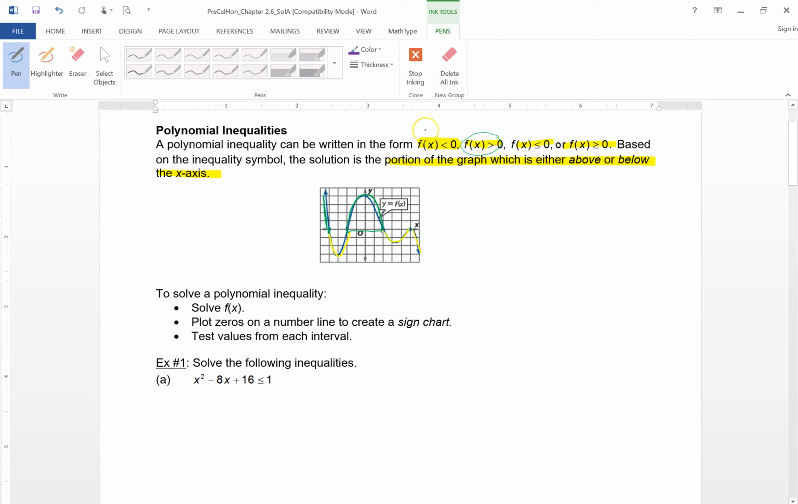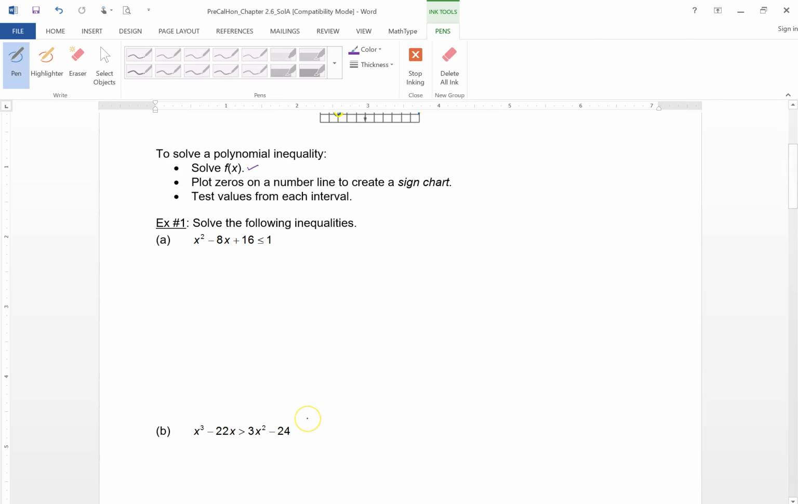Are you doing this all in interval notation? Yes, interval notation. So the steps are, we solve f of x. When we solve f of x, we extract the zeros, and we plot them on a number line to create a sign chart. Again, this is stuff that we already have been doing in the last chapter when we had to figure out domain. Remember? And then we're going to test values from each interval.